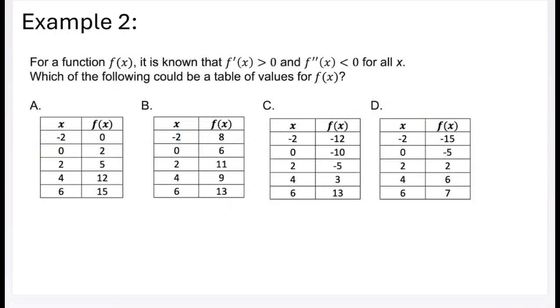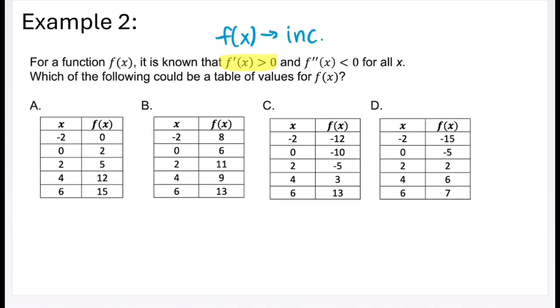All right, so for example 2, it says for a function f of x, it is known that f prime of x is greater than 0 and f double prime of x is less than 0 for all x. Which of the following could be a table of values for f of x? So let's first pay attention to f prime of x being greater than 0. That means the first derivative is positive, which means f of x is going to be increasing.